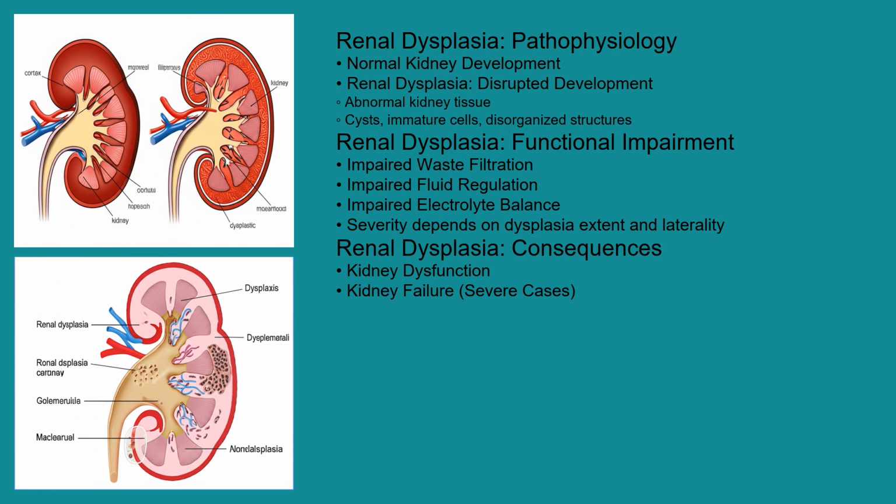Instead of forming normal kidney tissue, the affected kidney or kidneys develop abnormally, often containing cysts, immature cells, and disorganized structures. This abnormal structure impairs the kidney's ability to filter waste and regulate fluids and electrolytes effectively. The severity of the dysfunction depends on the extent of the dysplasia and whether one or both kidneys are affected. In severe cases, renal dysplasia can lead to kidney failure early in life.